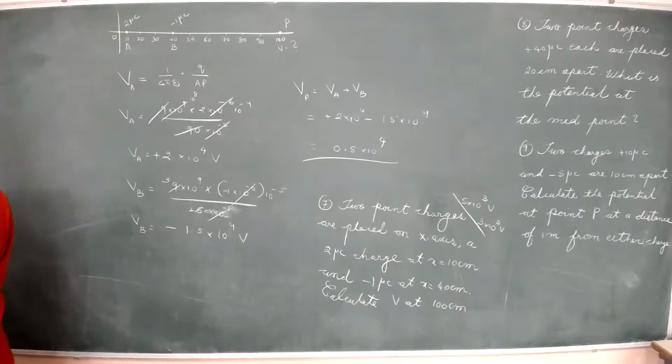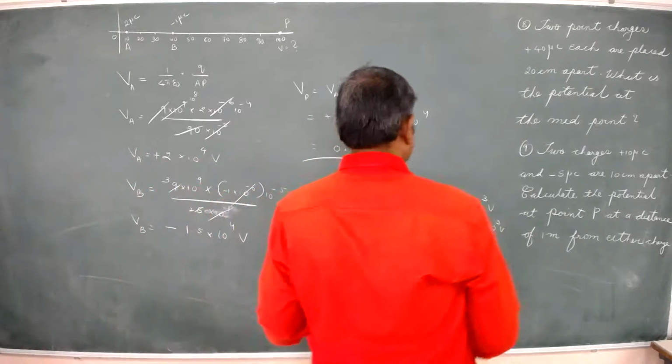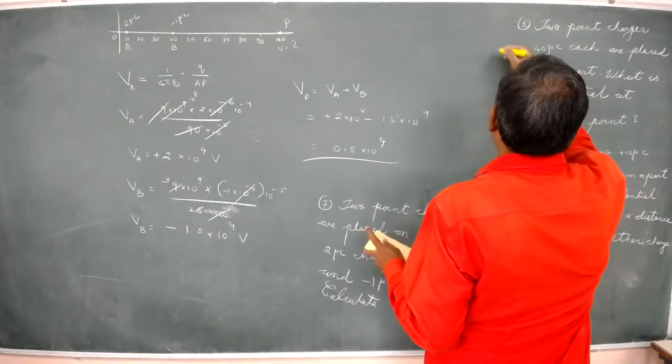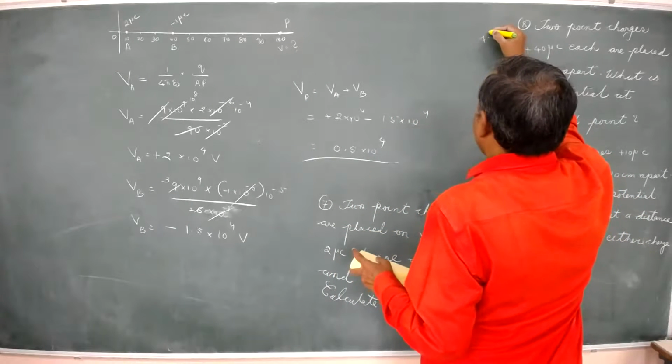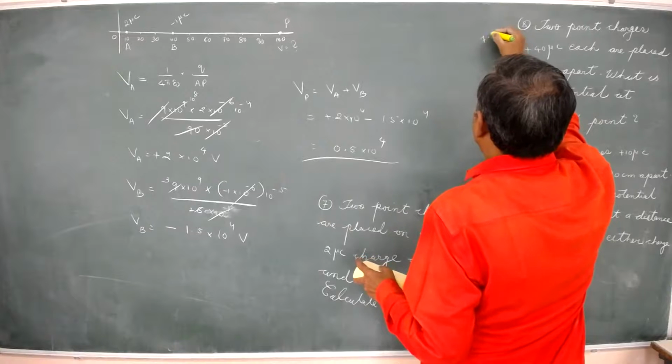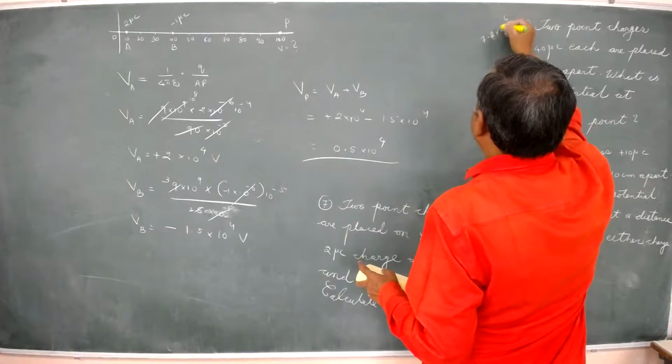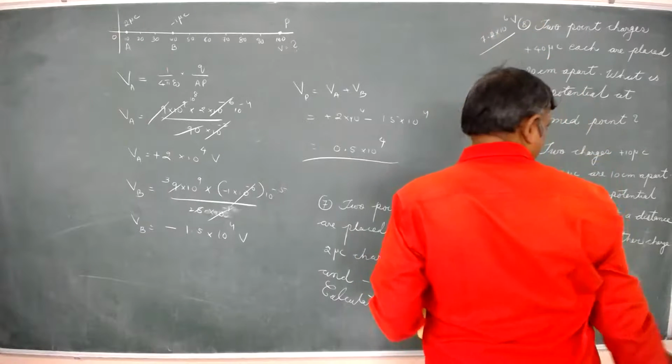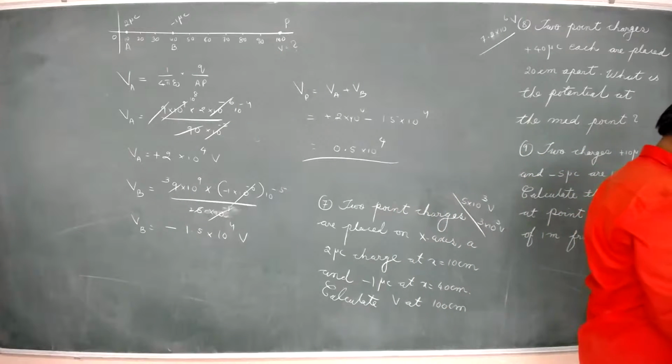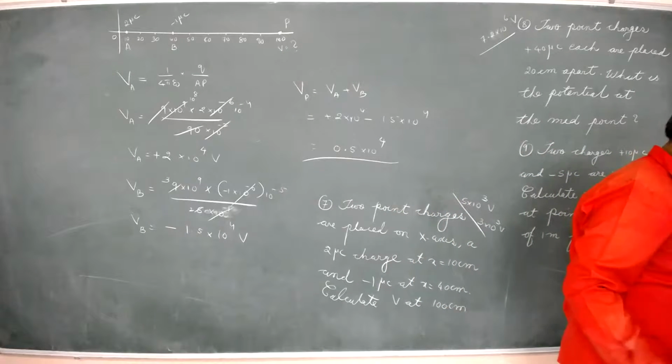Okay, next problem. Two point charges, plus 40 microcoulomb each, are placed 20 centimeter apart. What is the potential at the midpoint? How much is the answer? 7.2 into 10 power 6 volt. So there is an answer they say.